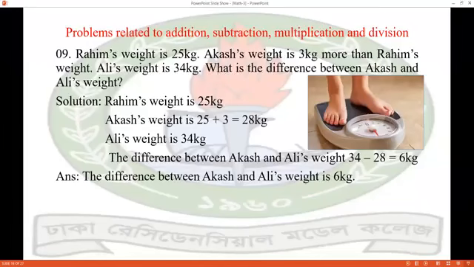Rohim's weight is 25 kg. Akash's weight is 25 plus 3 kg because Akash's weight is 3 kg more than that of Rohim. So we get 28 kg. Ali's weight, we know, is 34 kg. So the difference between Akash and Ali's weight is 34 minus 28, so 6 kg. So the difference between Akash and Ali's weight is 6 kg.